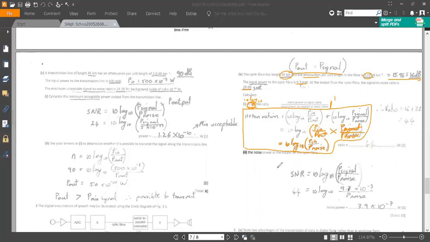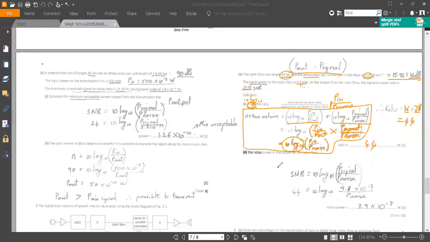This is P in over P noise, in decibels. How did we get it? Well, it's the sum of my attenuation plus the signal to noise ratio. So it's literally just the 16 plus the 28, and that gives me the 44. So we worked back to see what we need to do, because we have the two values in decibels. Is it add or is it subtract? In this case, it was an add, and we get to the 44.